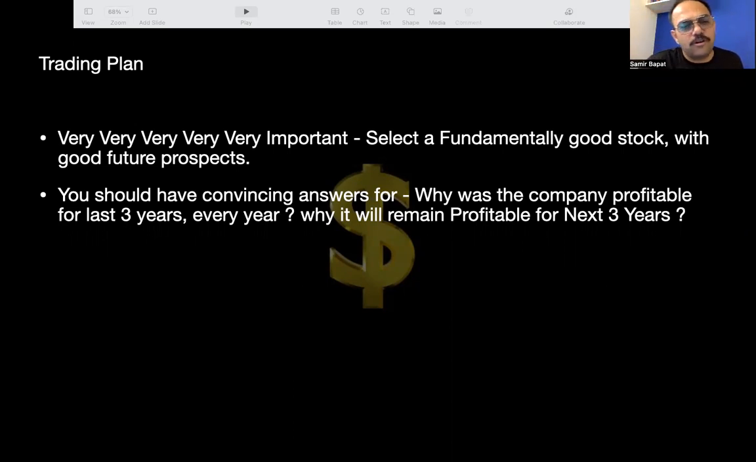This is where people, second point, lose money. They will go put some filters, screeners, blah, blah, blah, 20% year over year growth, sales growth, profit growth, blah, blah, blah.